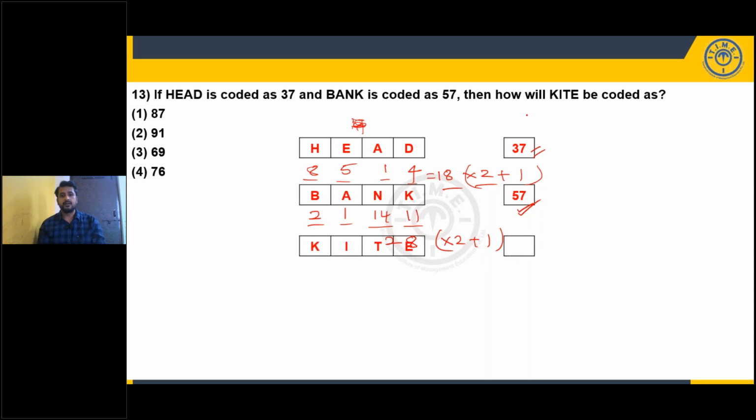Now, what is the given word? Kite. Write the place values. K is 11, I is 9, T is 20, E is 5. So 11 plus 9 is 20, 20 plus 20 is 40, plus 5 is 45. 45 into 2 plus 1: 90 plus 1 is 91. It is perfectly matching with choice 2. Choice 2 is my answer.